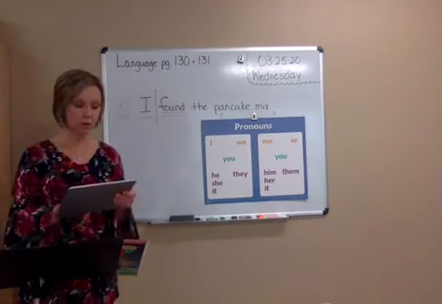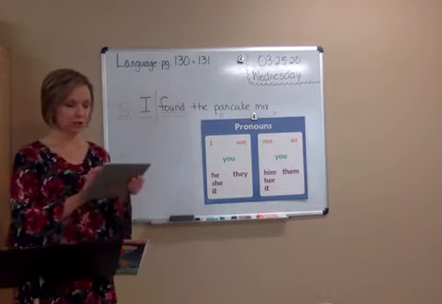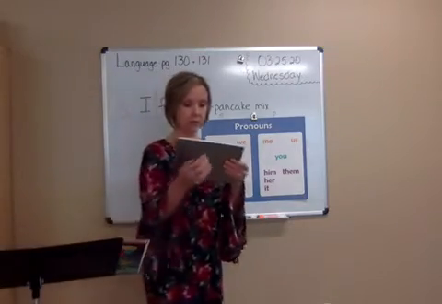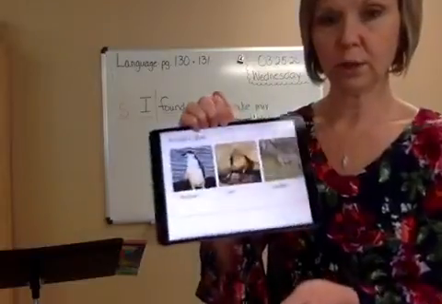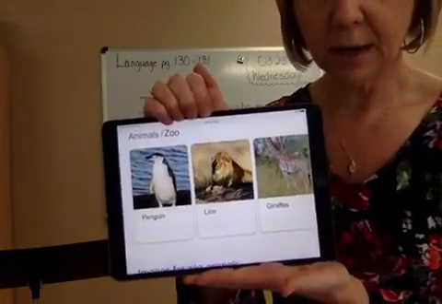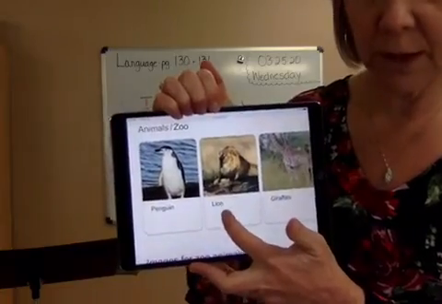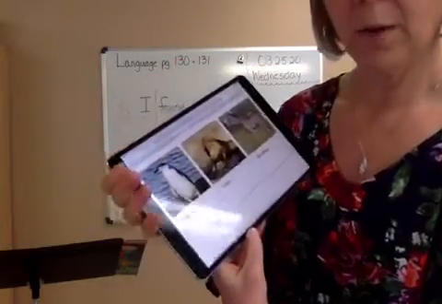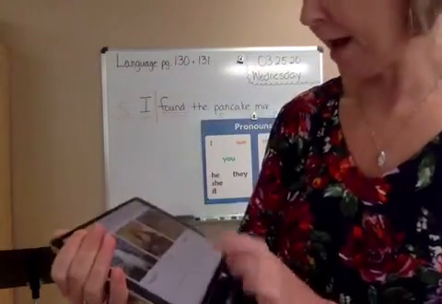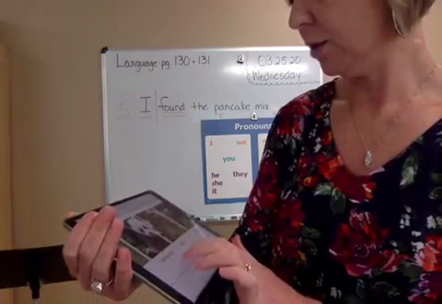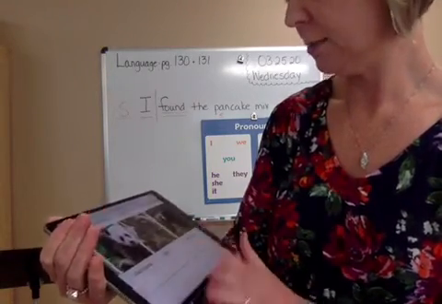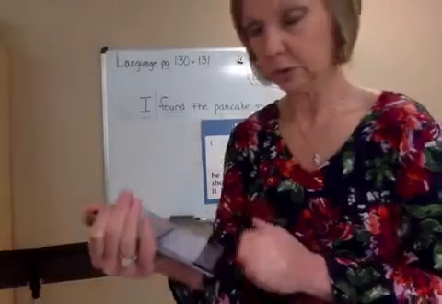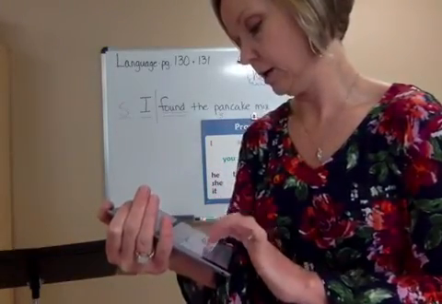Okay, so I'm going to try to show you pictures. I'm going to see if we can look at some of these together and see which ones might be some of your favorite zoo animals. We have a penguin, a lion, a giraffe. I really wanted to see the lion at the zoo. You have the giant panda, the sloth, and a gorilla. Ugh, I don't know about those. Giant panda might be okay.